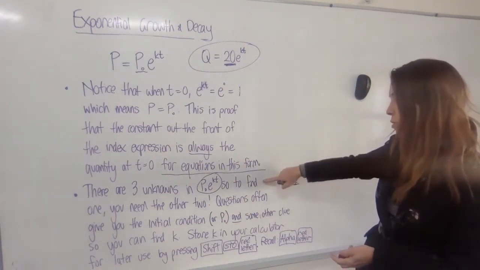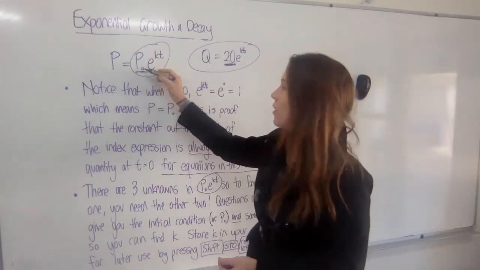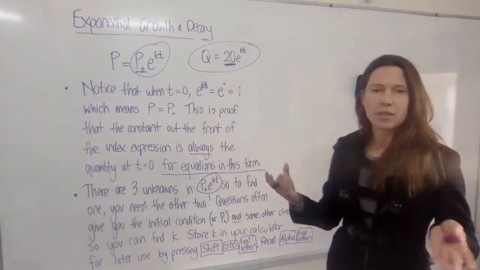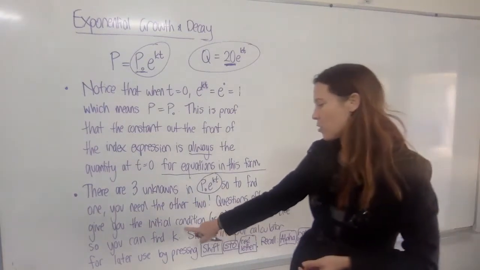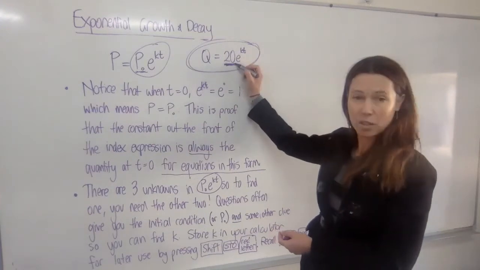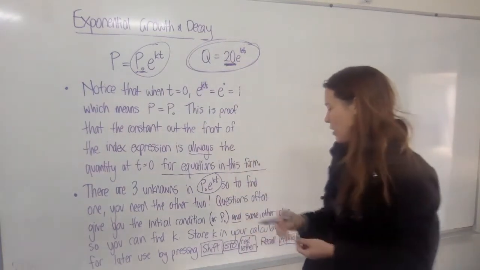All right, there's also three unknowns in this section of the equation. There's the constant out the front, and there's k, and there's t. So if you want to find one of those unknowns, you need to know the other two. So questions will often give you the initial condition, as we've discussed. They might give it to you as an equation, which has got it in there, or they might say at the start there were, say, 20 rabbits.